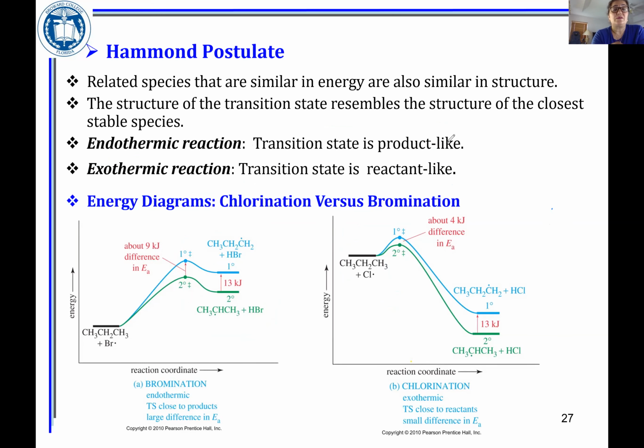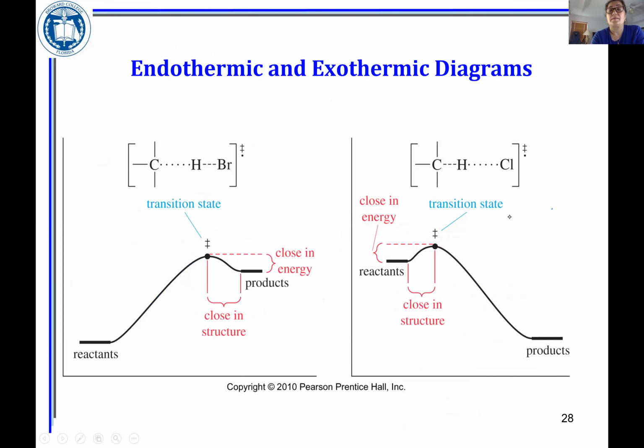And this was presented by Hammond. It's called the Hammond postulate. It was a postulate, or just an observation, from closely monitoring the reaction mixture and seeing what is happening. For chlorination, the transition state is still very close to the reactant, but for bromination, the transition state is almost like the product.